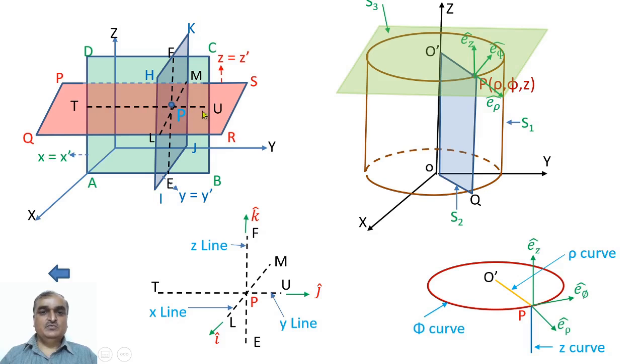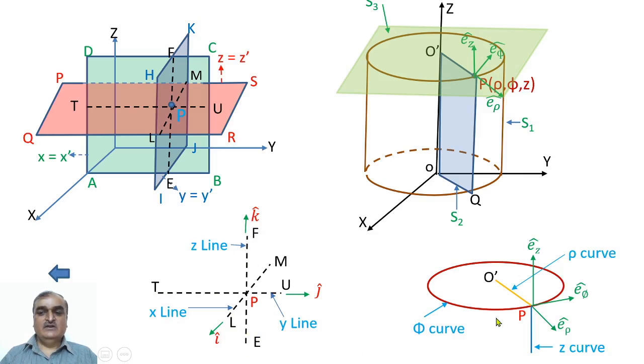That is, TU is the y line, LM is the x line, and EF is the z line. Here it is shown. This LM is the x line. On this x line, only the x coordinate varies. On the y line, this TU, the y coordinate varies. And on EF, this z line, only the z coordinate varies.